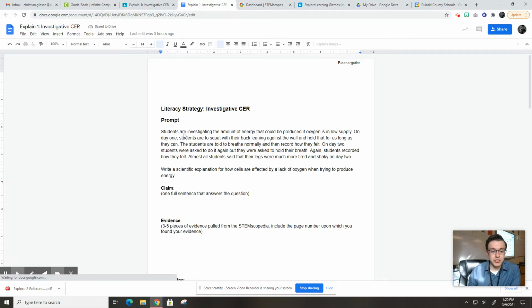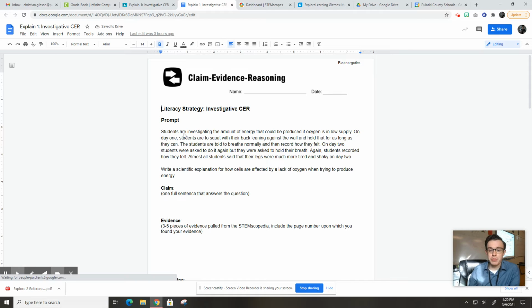Okay, so here's the prompt. It says students are investigating the amount of energy that could be produced if oxygen is in low supply. So we're talking about how cells make energy if there's not enough oxygen. On day one, students are to squat with their back leaning against the wall and hold that for as long as they can. The students are told to breathe normally and then record how they felt. On day two, students were asked to do it again, but they were asked to hold their breath. Again, students recorded how they felt. Almost all students said that their legs were much more tired and shaky on day two.